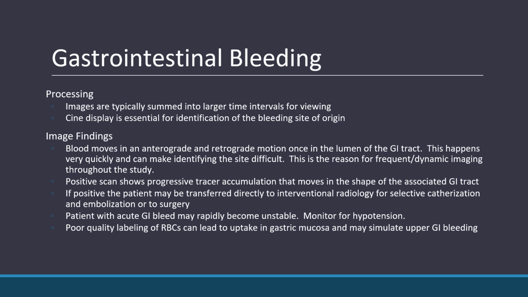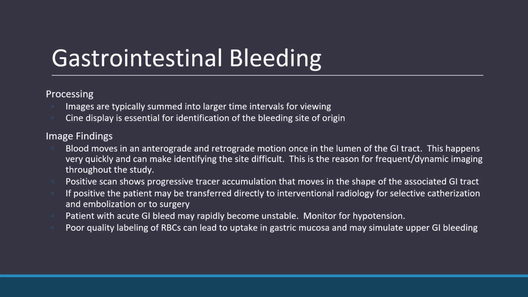When you're processing the images, you do want to sum and scale the flow and the dynamic images. Make sure that they are clearly labeled with the time intervals. And then the cine display is essential for the doctors to review so that they can see and identify the site of the bleeding. Blood does move in anterograde and retrograde motion once in the lumen of the GI tract. And this happens very quickly, and it can make it difficult to identify the site of origin. This is the reason that we do dynamic images.